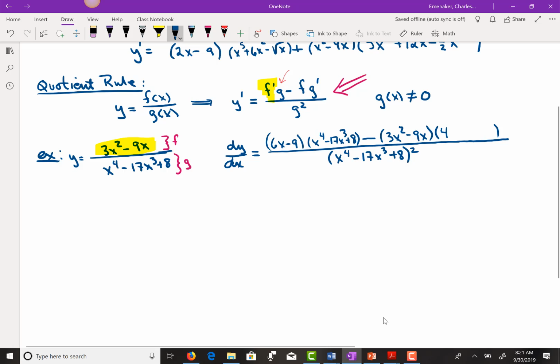What's g prime going to give you? Well, let's see. The x to the 4th is going to be 4x cubed. 3 times 17 is 51, x squared. The derivative of the plus 8 is 0, right? Don't have to include anything there.